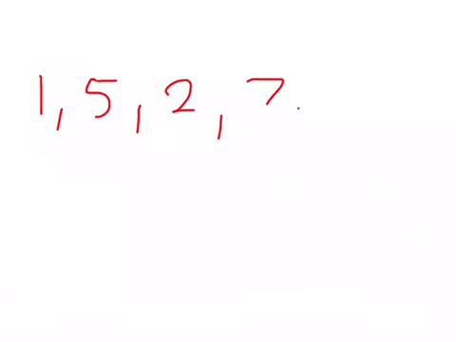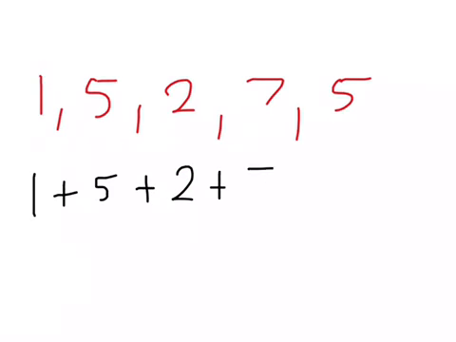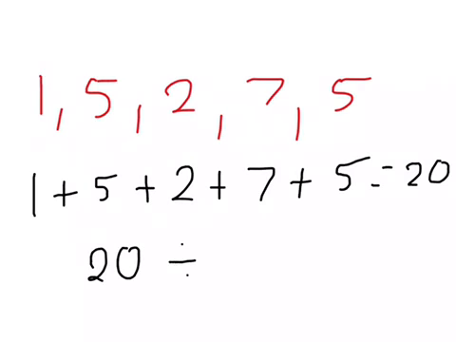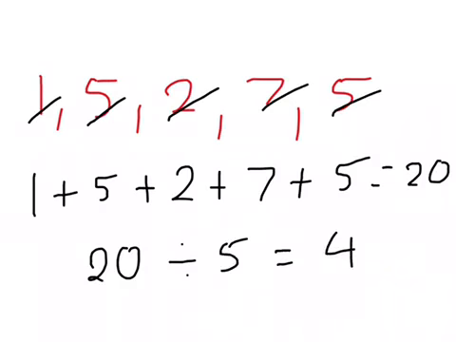For example, let's say we have the numbers 1, 5, 2, 7, and 5. If I want the average of that data set, let's look at my formula. I find the sum of all the numbers I'm given. So I add them all together, what do I get? I get 20. Then I divide that total by how many numbers are in the set. So we've got 1, 2, 3, 4, 5. Divided by 5, which equals 4.